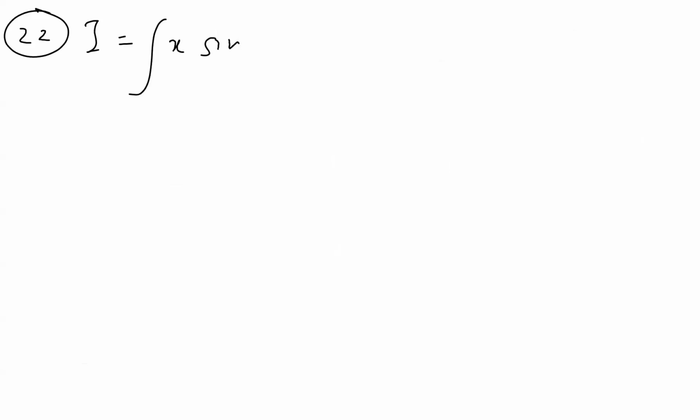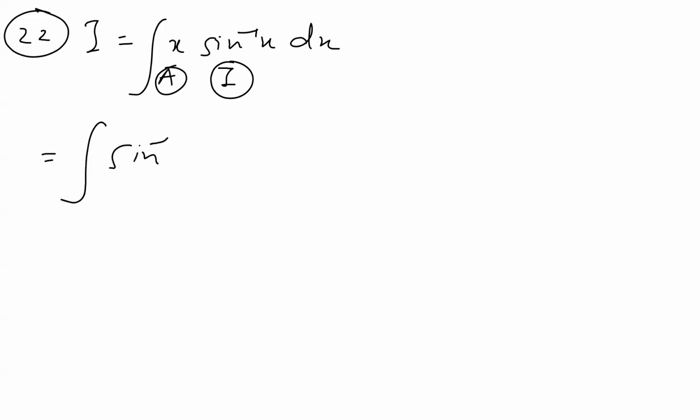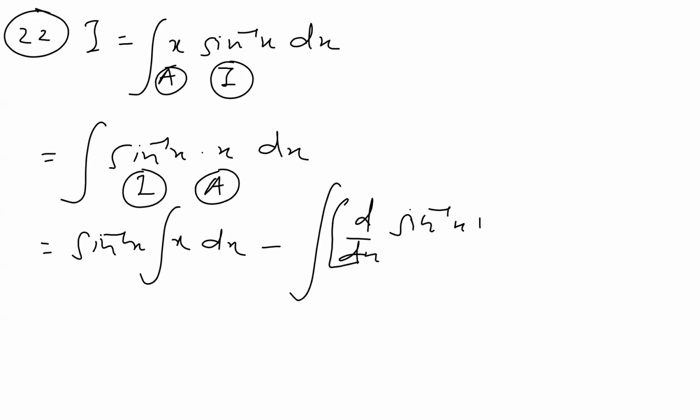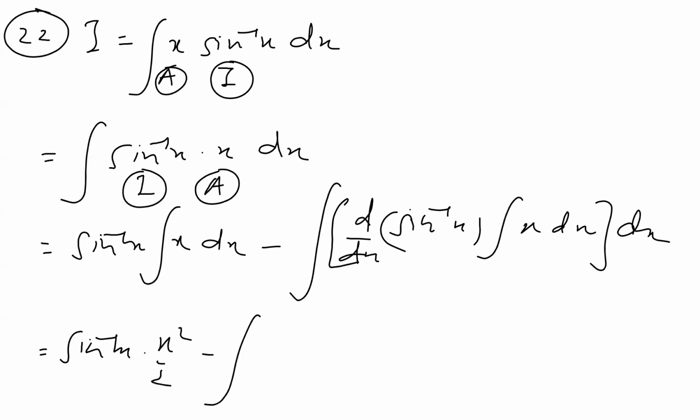Integration x sine inverse x dx. So this is ITF and this is algebraic. So sine inverse x into x dx. Why we interchange this? Because ITF comes before algebraic. So this is u and this is v. d by dx of sine inverse x is 1 upon root of 1 minus x square and this is x square by 2.